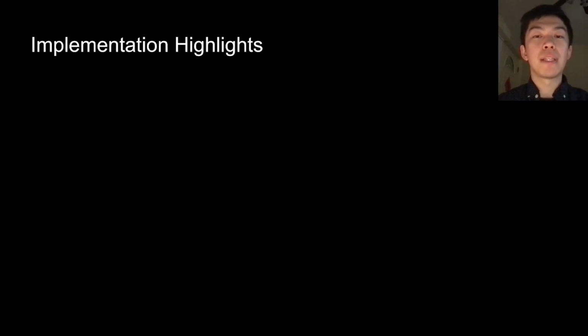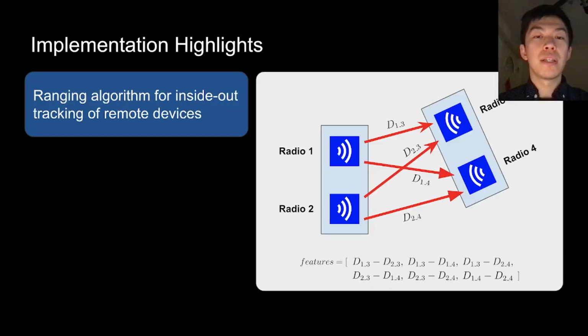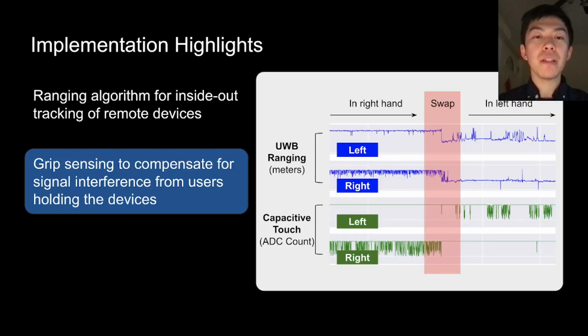In the meantime, several of the highlights include designing a round-robin ranging algorithm for AdHocProx devices to discover each other and track the position and orientation of remote devices using a machine learning algorithm on features extracted from UWB time of flight measurements. We found that the UWB signal greatly suffered from interference caused by human bodies, including hand motion, so we included capacitive sensors for detecting grip to mitigate the effects of the interference.